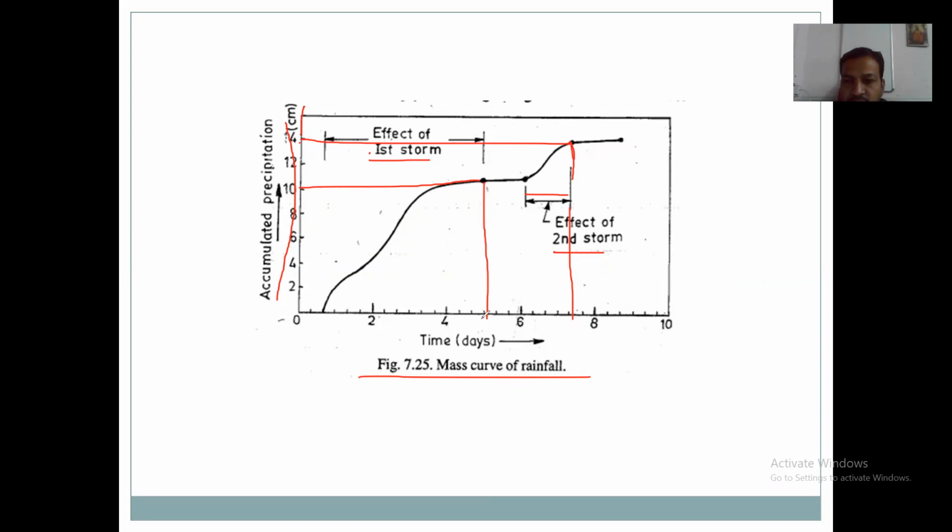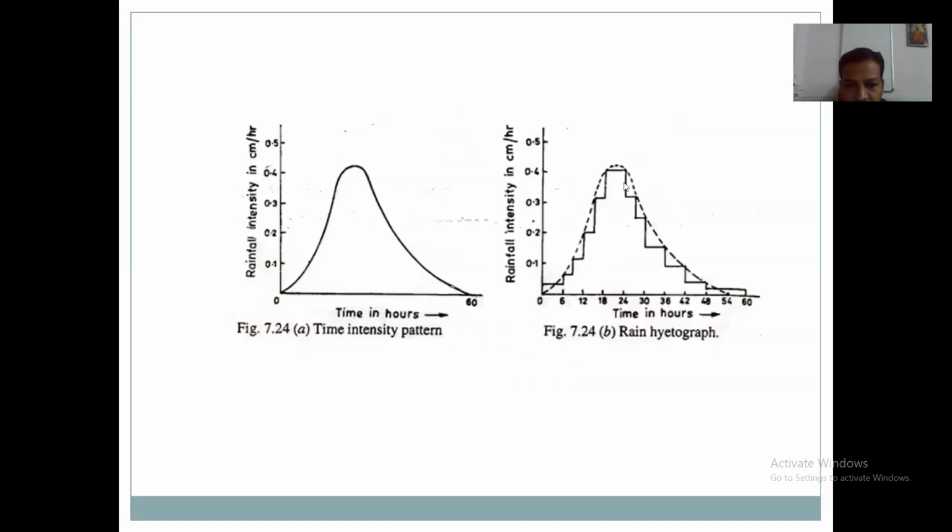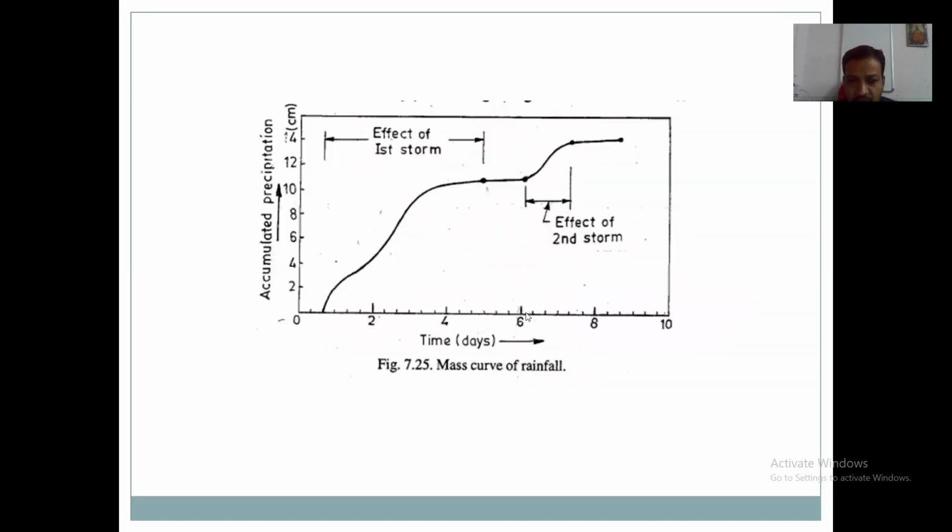Rain hyetograph is different and mass curve of rainfall is different. In rain hyetograph, the graph is plotted in between rainfall intensity in centimeter per hour and time in hours. In mass curve of rainfall, the graph is plotted in between accumulated precipitation in centimeter and time in days. That is mass curve of rainfall.